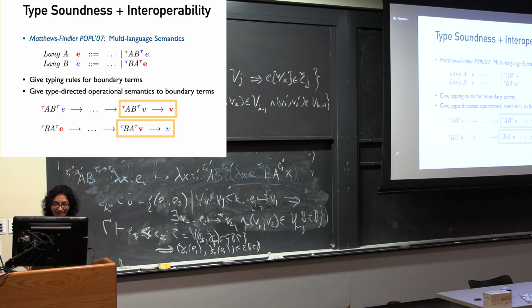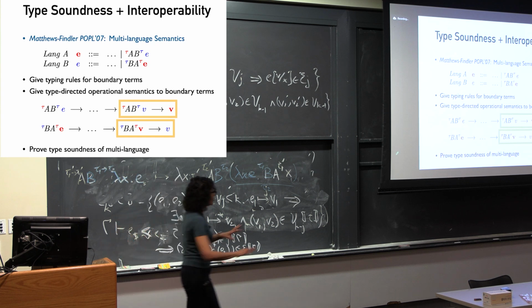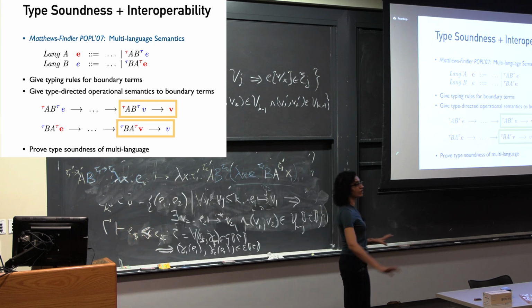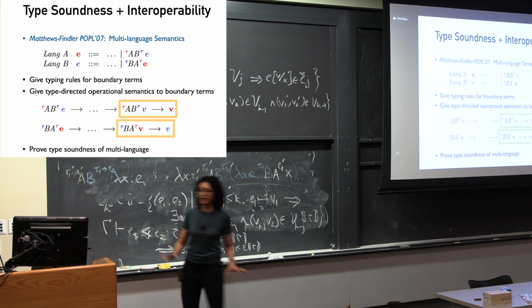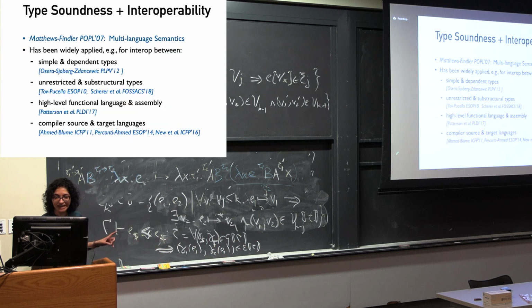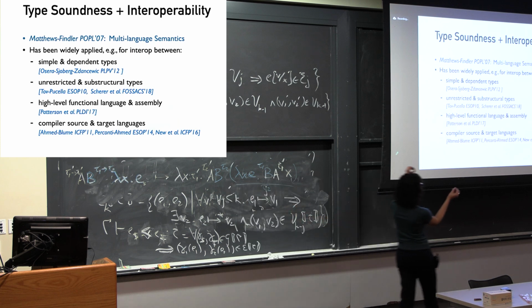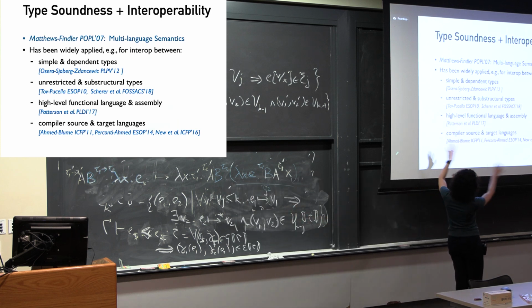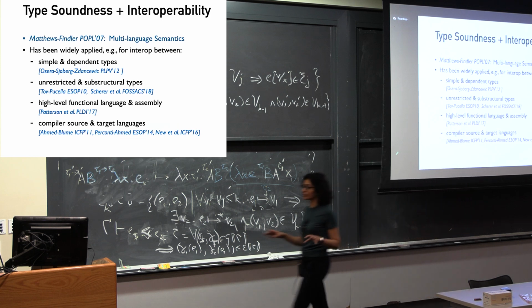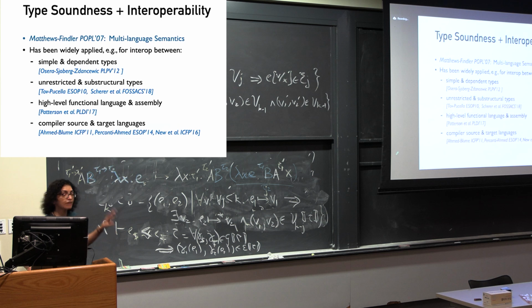Okay. All right. Okay, but this idea was nice because then you have a single language and you can use standard progress and preservation to prove the soundness. Okay, but the point that I want to make today is even though this was a beautiful idea and there's so much follow-up work, this is a tiny, tiny fragment of it. All of these papers use multi-language semantics, and there are so many more. You can just look at the citation count of the Matthews-Findler paper. And by the way, it's one of my favorite papers. And Robbie Findler is a very dear friend.